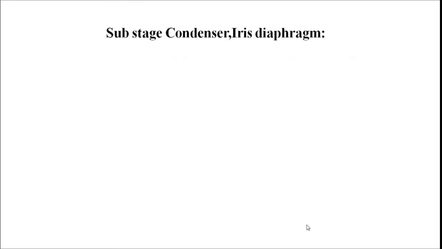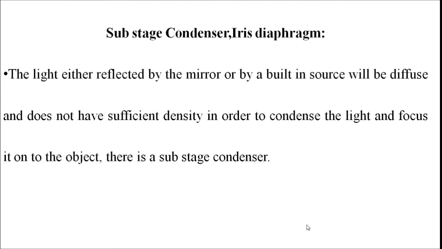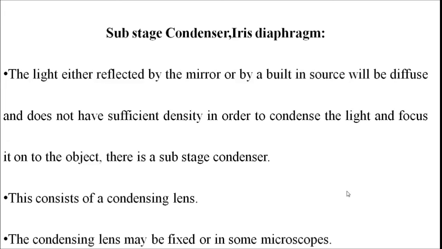Next mechanical part, the substage condenser and the iris diaphragm. The light which was reflected by the mirror or by the inbuilt source will be diffuse and does not have sufficient density, so it must be condensed and focused onto the object. This is the main function of the substage condenser, that is, to condense the light and focus it on the object. It consists of a condensing lens. The condensing lens may be fixed, or it may be loose in some microscopes.